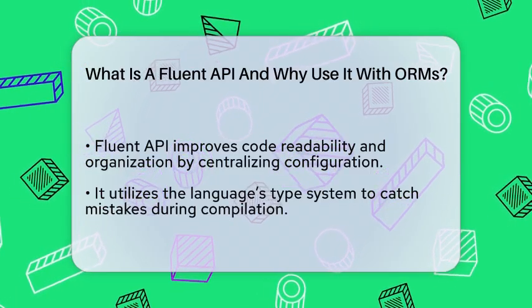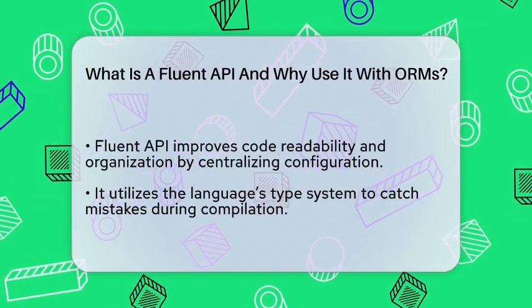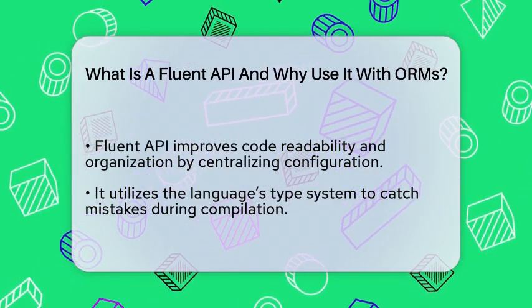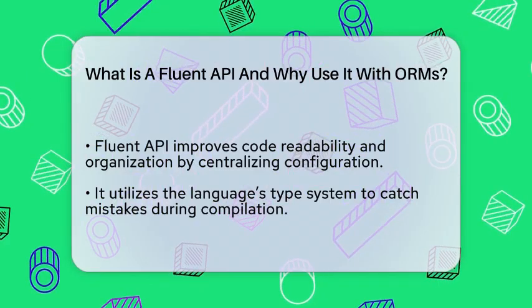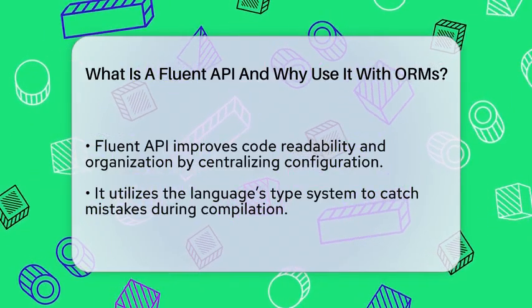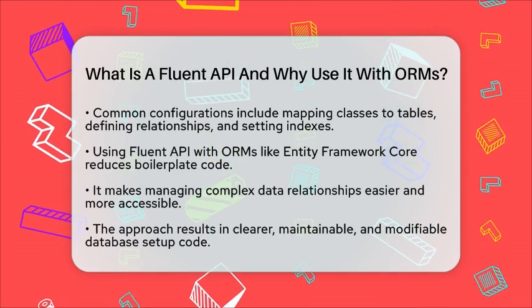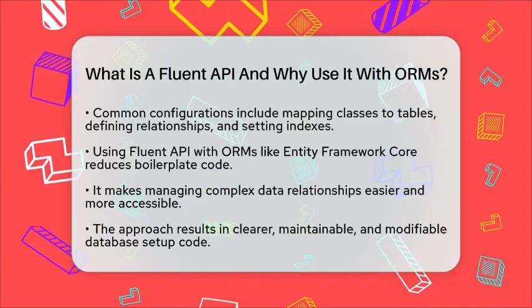For example, you can specify which table a class maps to, define one-to-many relationships, or set up indexes for faster searches. All of this can be done with simple, chained method calls. Using a Fluent API with ORMs like Entity Framework Core makes backend development more straightforward.